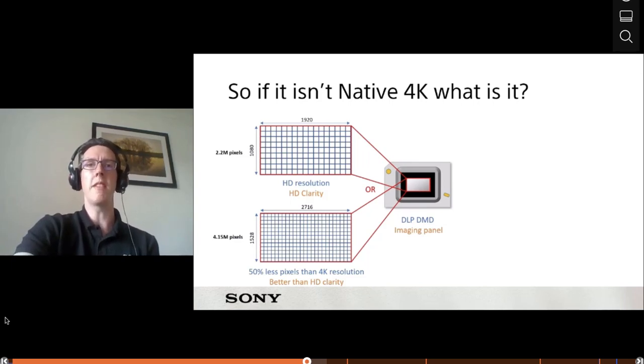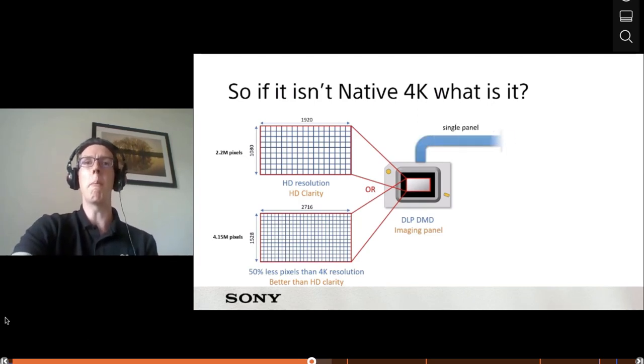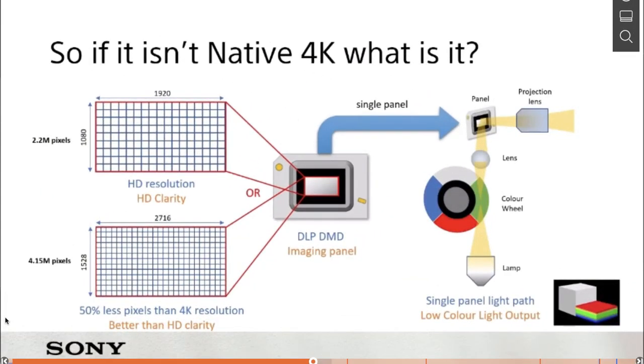And on top of this, these 4K systems with the DLP DMDs are typically single panel systems. So this allows them to be smaller and typically more cost effective.